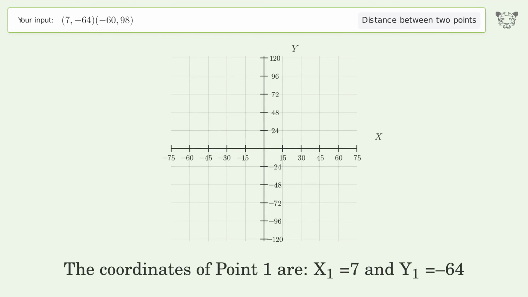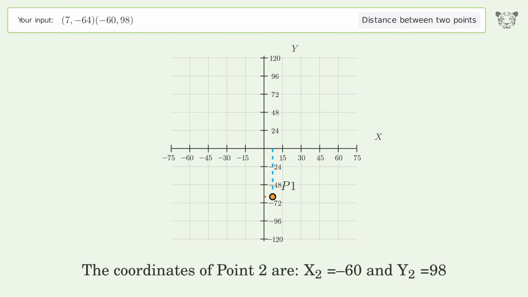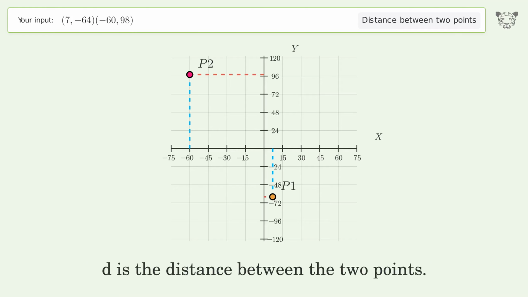The coordinates of point 1 are x1 equals 7 and y1 equals negative 64. The coordinates of point 2 are x2 equals negative 60 and y2 equals 98. D is the distance between the 2 points.